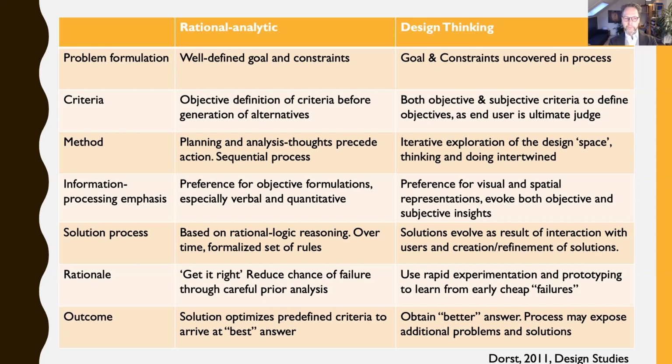So the method, in the case of rational, is planning and analysis. Thoughts precede action, and it's a sequential process. And in the case of design thinking, it's what we call an iterative exploration of the design space. Thinking and doing are intertwined. So iteration means that you try something, you find a result, and you develop further on this.